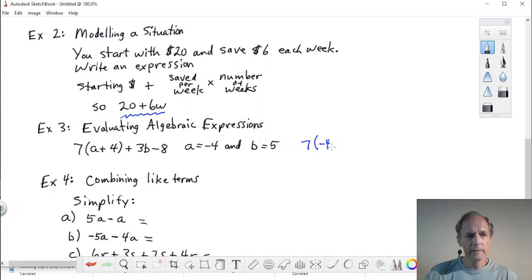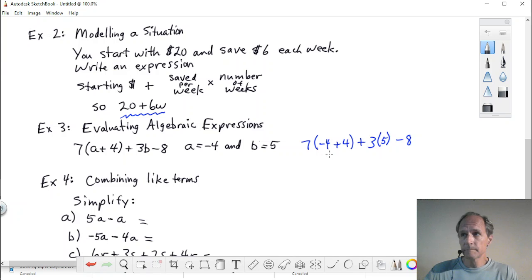And then that's plus 4 plus 3b, and we have a value for b, right? They want us to evaluate it for a is -4 and b is 5. So we put in a 5 for the b. And now it's -8. So we just evaluate.